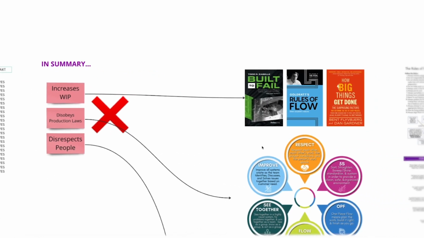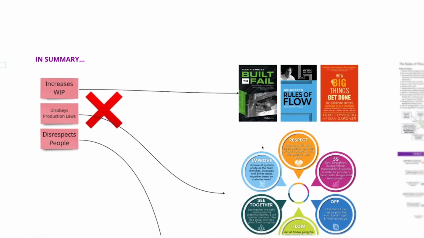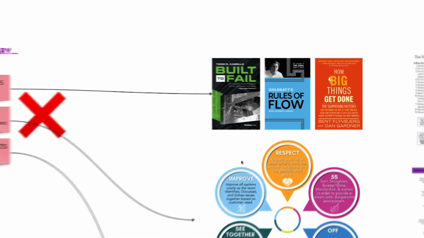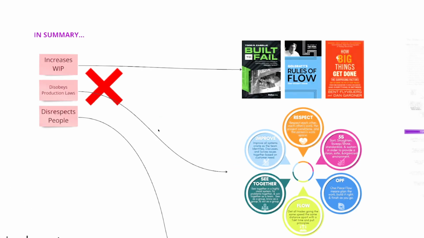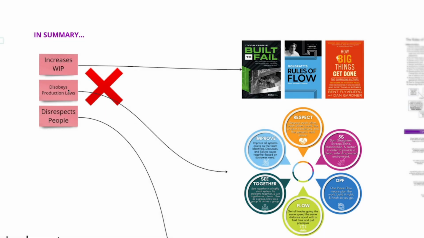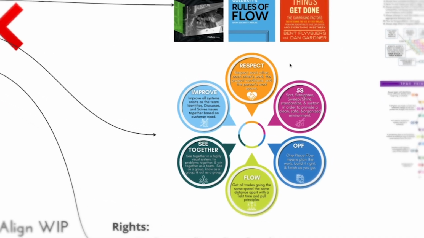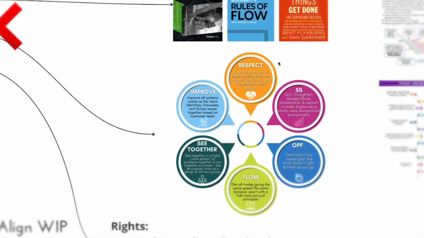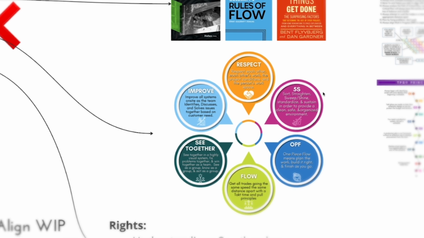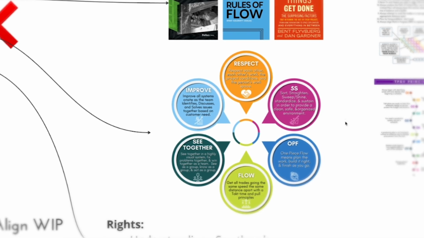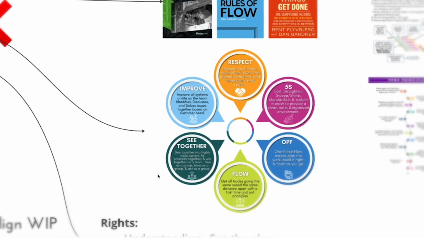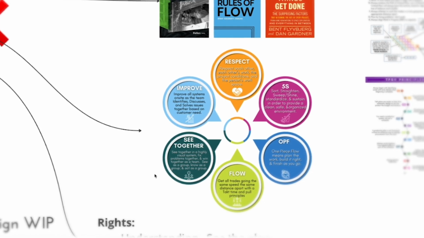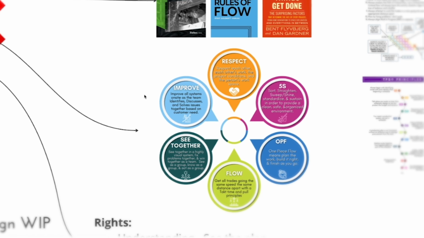And so if you want to learn more about how CPM increases work in progress above the capacity of the system, read Built to Fail, Goldratt's Rules of Flow, or How Big Things Get Done. If you want to understand how the CPM system versus Takt disobeys production laws, you can just look at the keys to lean thinking right here. Lean is about respect for people, stability, and flow through 5S and stable systems, one-piece flow by contractor, flowing together on takt time, seeing together with visual systems and total participation, and then improving together with continuous improvement.